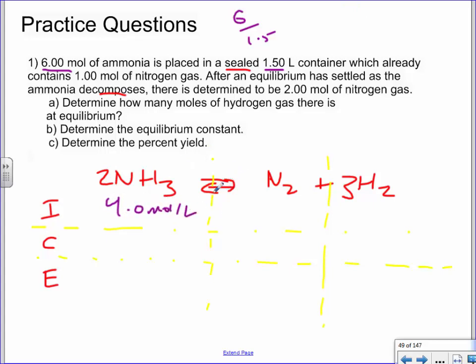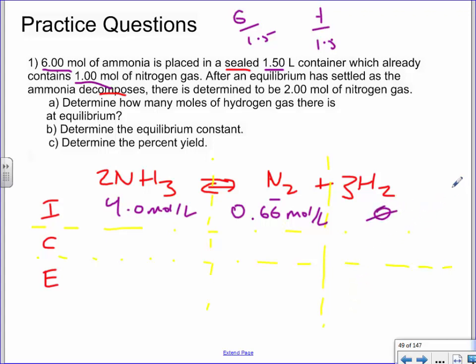Okay. However, I'm going to throw a twist on this one here. Apparently, there was actually some nitrogen gas already there. Why would there maybe be nitrogen gas already in the container? What's air mostly made of? Hey, that makes sense. So you have 1 mole of nitrogen gas also in 1.5 liters. So 1 divided by 1.5 gives us 0.6 repeating moles per liter. And since it didn't say anything about hydrogen, I guess we're going to start with 0.